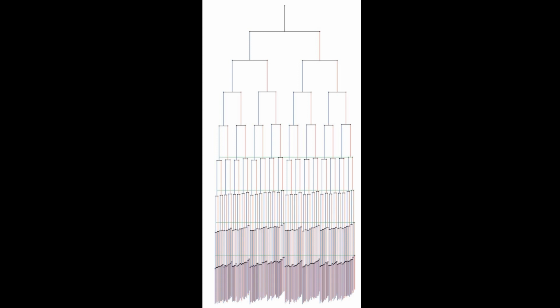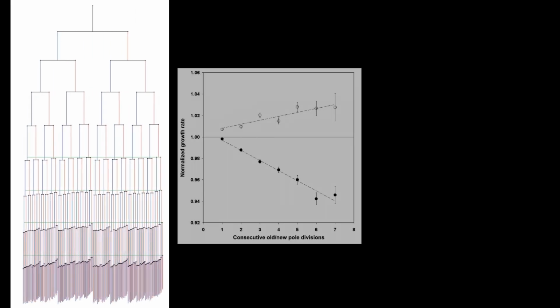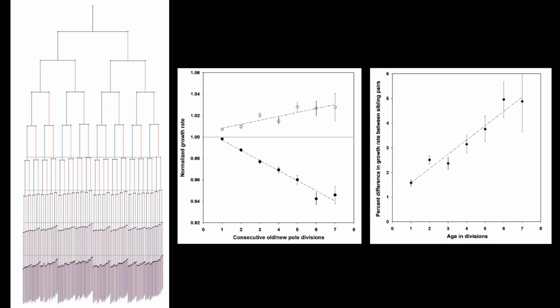When we look at how the growth rate is affected by consecutive new pole divisions or consecutive old pole divisions, we can see very clear trends. Where the longer a bacteria carries an old pole, the slower it divides, and vice versa. If we look at the difference in growth rate between siblings who inherit old poles of different ages, we can see the same trend in a different representation.